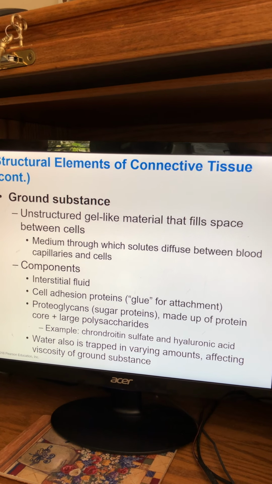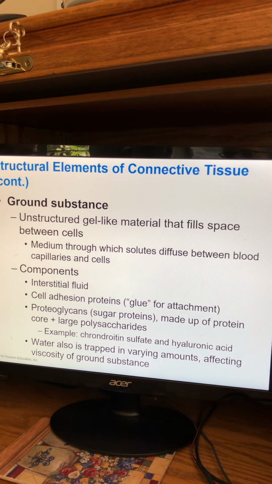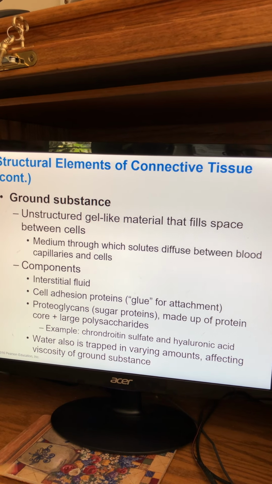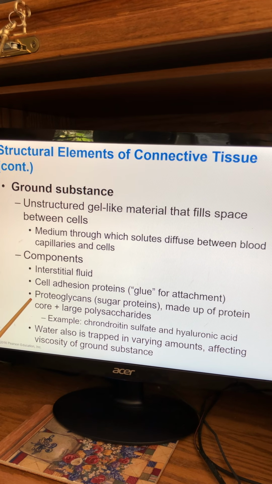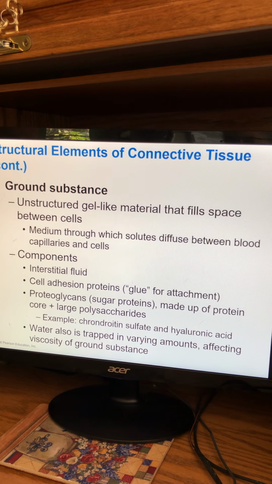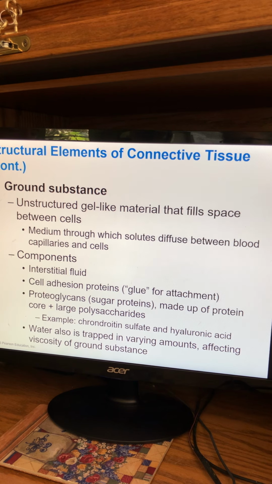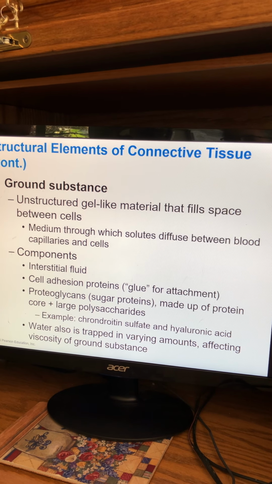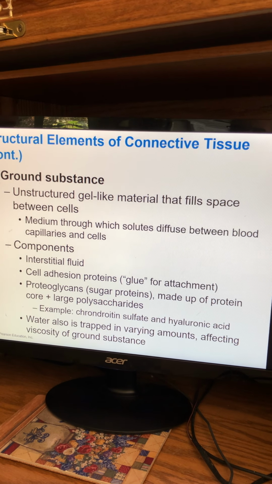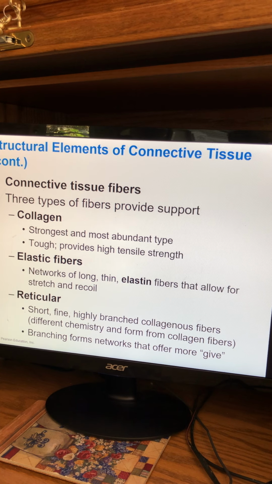So the unstructured gel-like material that fills the spaces between the cells is called the ground substance. Most of the time, the ground substance is going to consist of proteoglycans. Most of the time, it's going to be chondroitin sulfate and hyaluronic acid. And then trapped in between it is going to be water. I'll explain that a little bit later. And so essentially, that's what makes up the ground substance. And then the cells are going to be what's stuck in there.